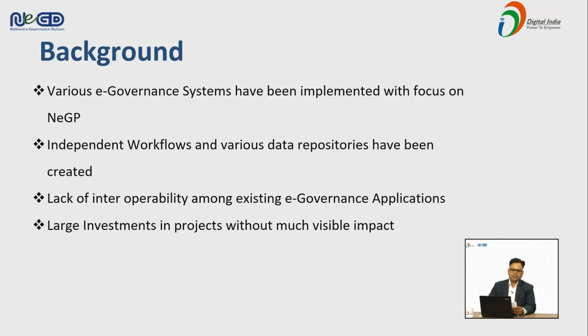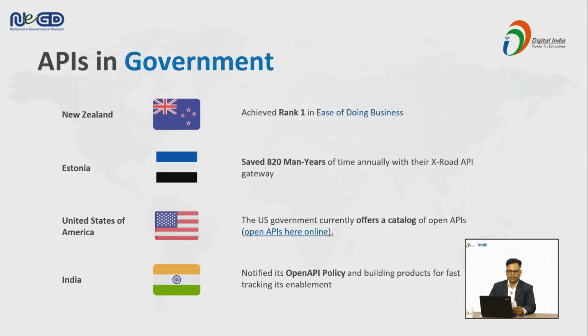So let me give you a brief background of how this Open API policy came into effect. As we have witnessed in the past, there were many e-governance systems that have been implemented with a focus on the National E-Governance Plan. But these projects or plans were independent of the workflows, and various data repositories have been created. So they were facing a lack of interoperability among existing e-governance applications, like no systems were communicating with each other. However, systems were in place and every state was implementing its own e-governance programs. As a result, there was a very large number of investments in the projects, but not much visible impact was seen.